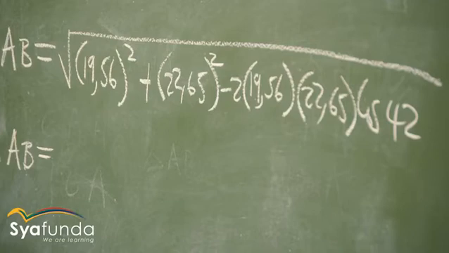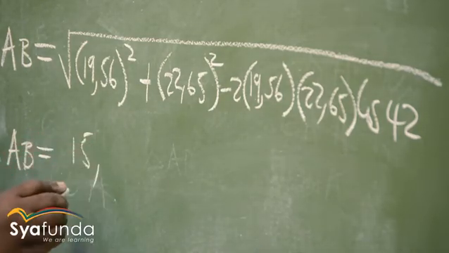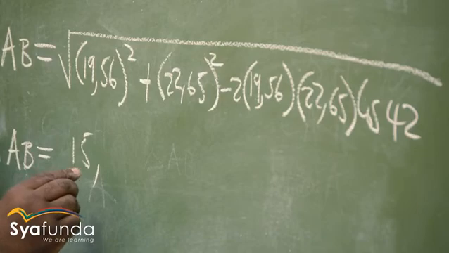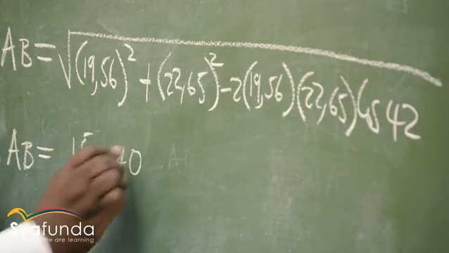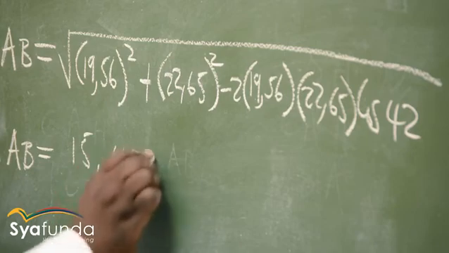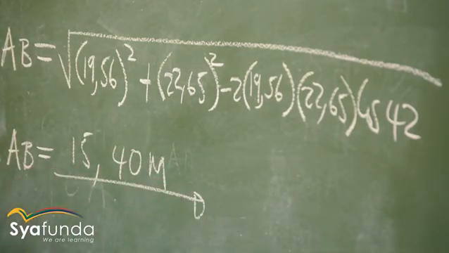It's 22,65. You close that other bracket. Then the last one is cos of the included angle. In this case, it is cosine of 42. Then you press the equal button. The calculator will do everything for you. Then you get 15,3999, which is 15,40 meters. Yes, it is in meters. The dimensions there are in meters. Right, this is how you apply the cosine rule. Thank you.